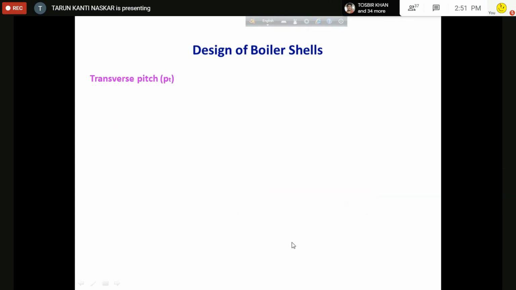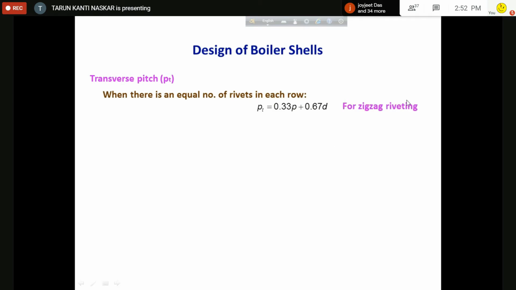Now, transverse pitch. You know what is transverse pitch? When there is an equal number of rivets in each row, that means it is for inner and middle row. It is this. For zigzag riveting, I have shown you the zigzag riveting nature in inner and middle rows. And Pt is equal to 2d for chain riveting.